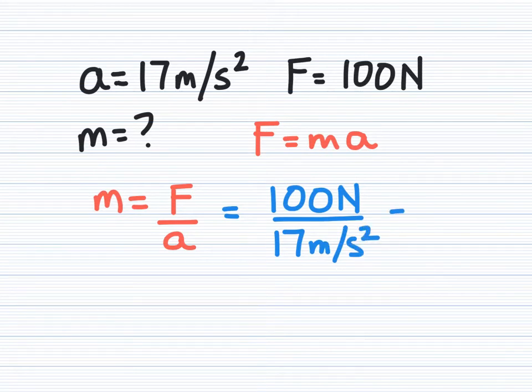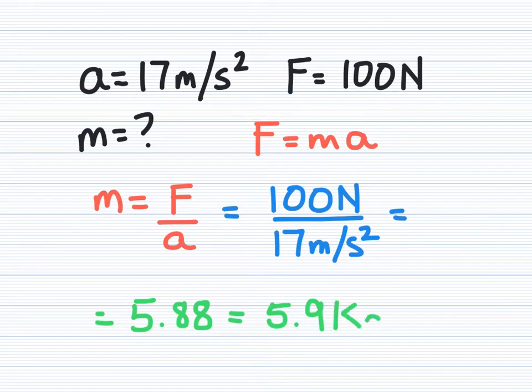So now I'm plugging in my numbers. 100 newtons is my force, 17 meters per second squared is my acceleration. When I divide this out on my calculator, I get 5.88, and I'm going to label this as kilograms because it's a mass, and I'm going to round it to 5.9 kilograms, put a box around it, and I have solved my problem. Now notice how I broke it down, you're going to get partial credit for the different steps that you do. So please make sure you have all of the steps that you need to see.